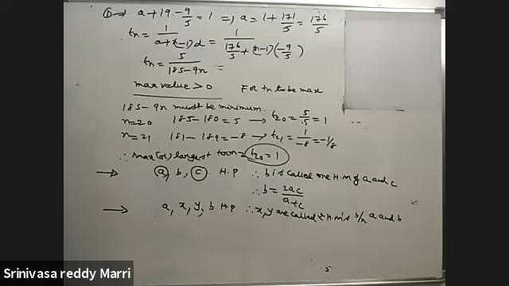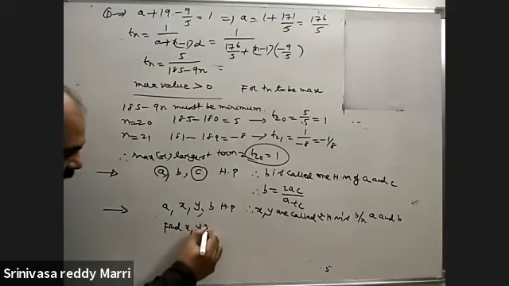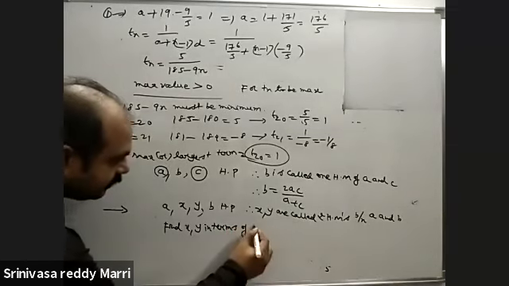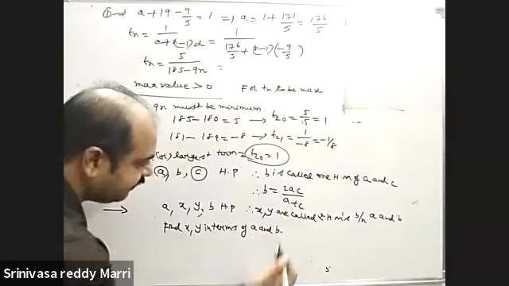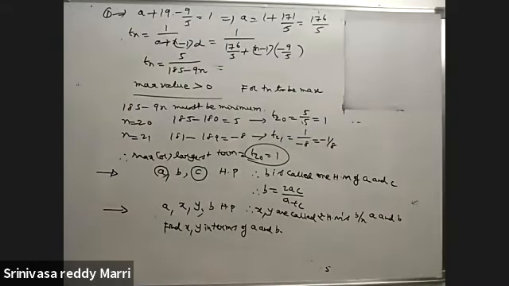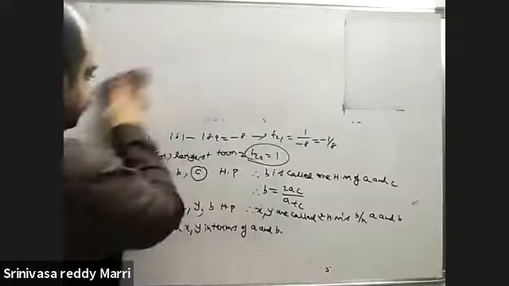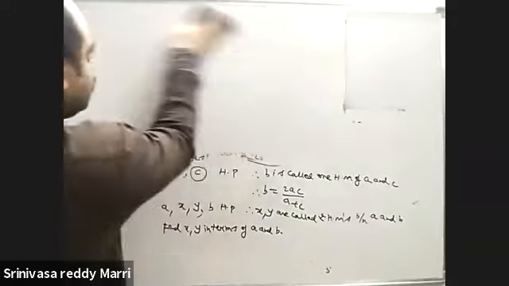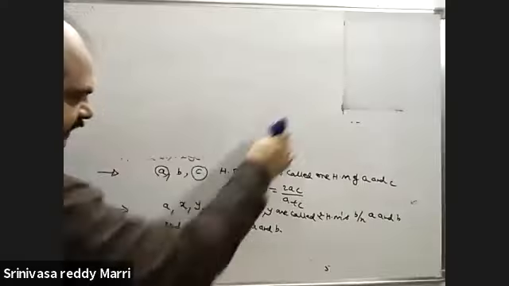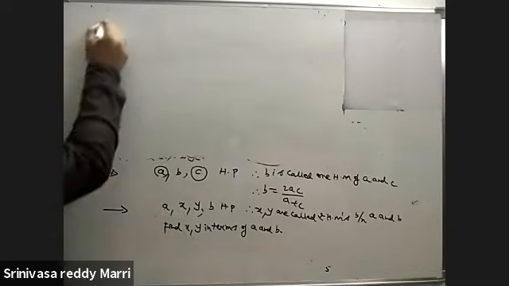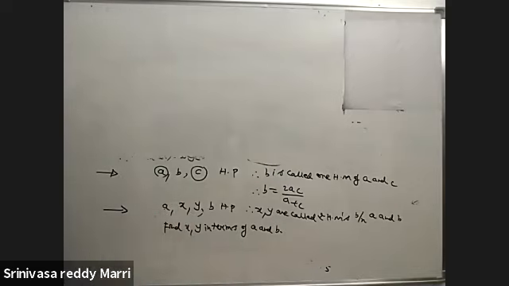Now suppose we want to find X and Y in terms of A and B. You have to find X and Y in terms of A and B. Immediately we will convert into AP: the first term you know and the second term you know.